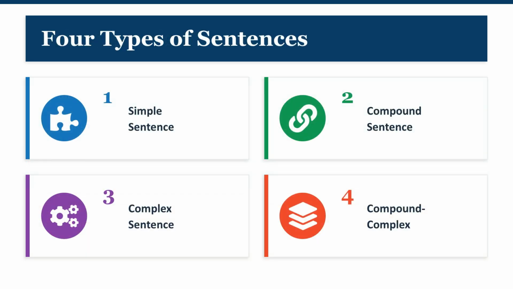There are 4 main types of sentences in English. Number 1 is the simple sentence. Number 2 is the compound sentence. Number 3 is the complex sentence. And number 4 is the compound complex sentence. Let us now go through each type, one by one, and understand what makes each of them unique.